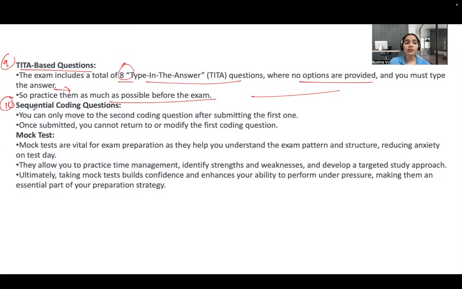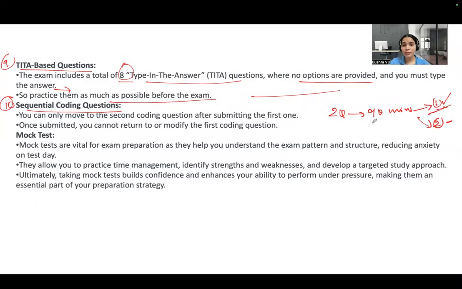10th rule is sequential coding questions. You can only move to the second coding question after submitting the first one. Like we've discussed, you have to solve 2 questions in 90 minutes, question number 1 and question number 2. After you have finished the first question only, you will be able to move to the second question. And once you have submitted this one, you cannot return, you cannot modify, you cannot do anything to the first code. Once you click on the submit button, it's over. Now you don't even have access to the coding question.